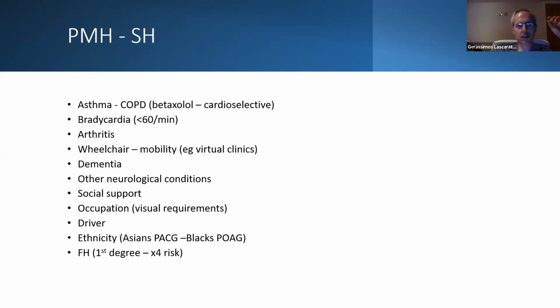Now, in terms of past medical history, obviously we want to know if the patient suffers from asthma or COPD, and we know that we avoid beta blockers in these patients. If we have to use beta blockers, we used to use betaxolol, which is more cardioselective and causes less respiratory symptoms. Or we can use Thiopex, which is a low concentration beta blocker once a day with punctal occlusion. If they've got bradycardia, that's another contraindication for beta blockers.